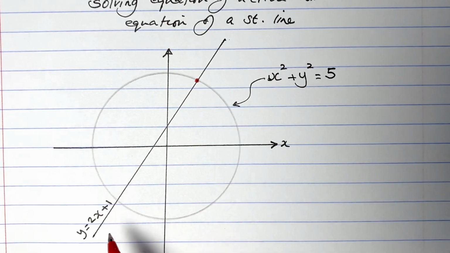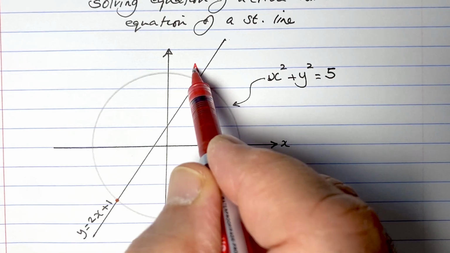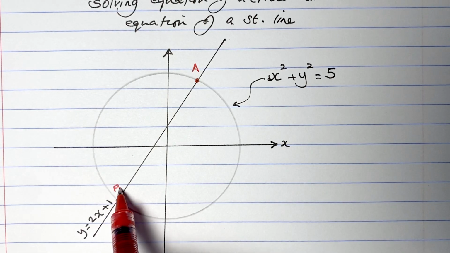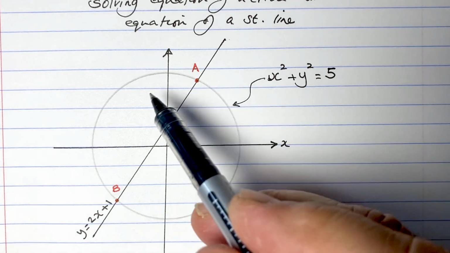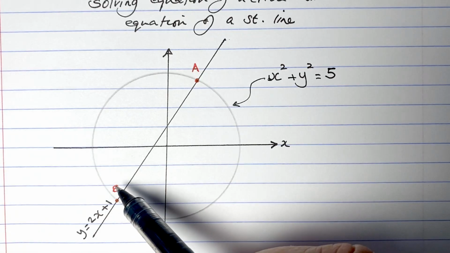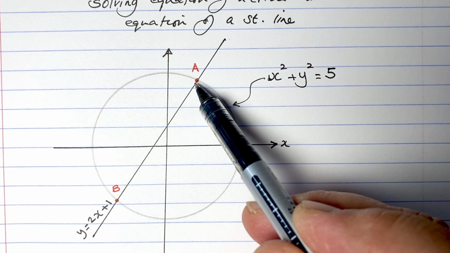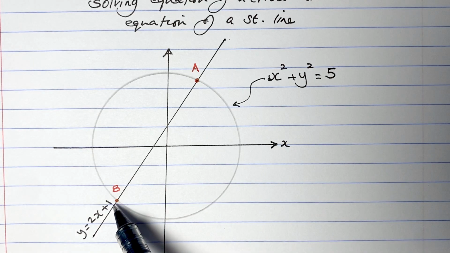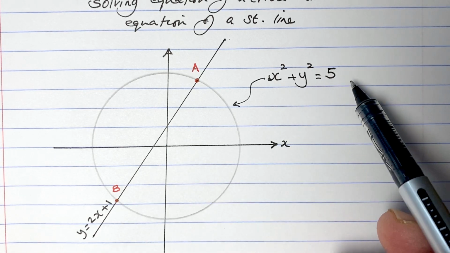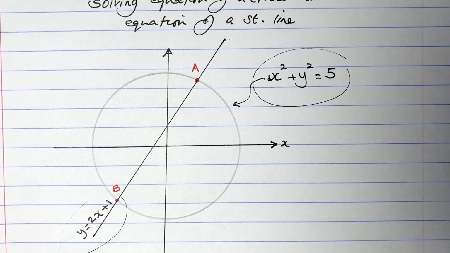I need to find the coordinates of these 2 points. Let's say point A and point B. As you can see, the straight line is intersecting the circle at 2 points. The point A lies both on the circle and the line. Point B lies on the line and the circle. So I'm looking for a point that satisfies both the equation of the circle and the equation of the line.